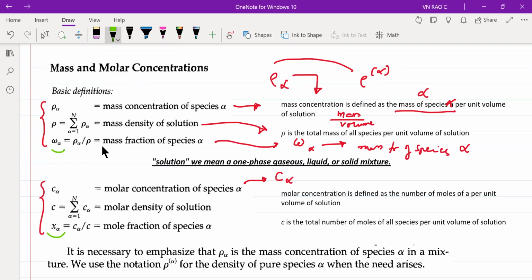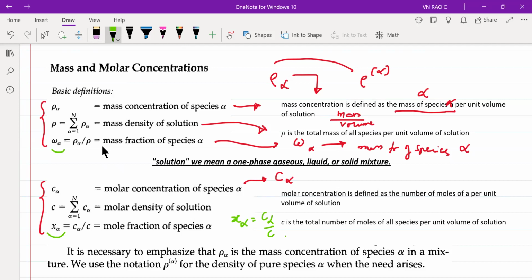Okay, understood. Now, if this is the mass fraction, here we have the mole fraction of the species. Mole fraction is given by x alpha equals c alpha by c. c is the total concentration. c alpha is the molar concentration, or we can say c is the molar density of the solution.